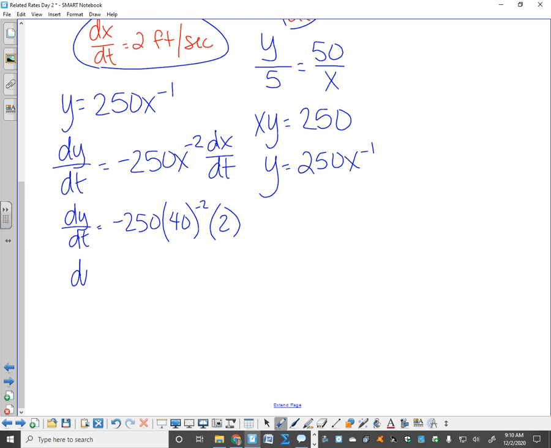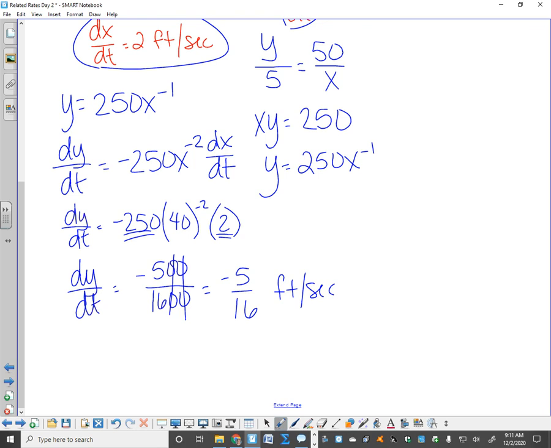So this is negative 500 if I multiply the negative 250 and the 2, and then 40 squared moves to the bottom as 1600, and then those cancel. So negative 5/16, and this is feet per second. Now that is negative because his shadow is going to be getting shorter on the wall. That distance is going to be decreasing.